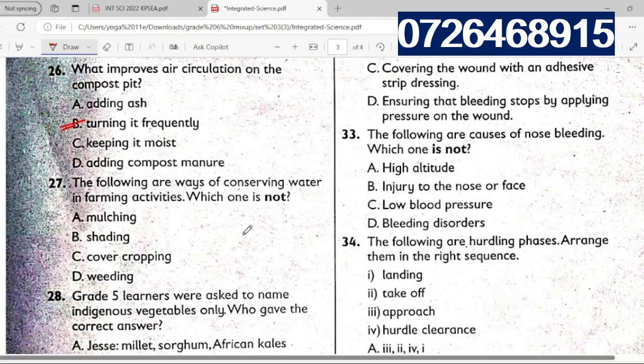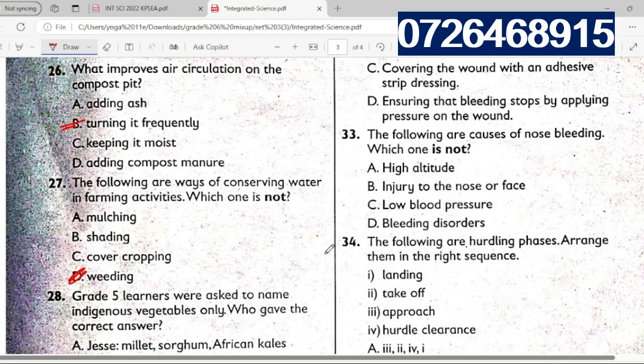The following are ways of conserving water in farming activities. Which one is not? Cover cropping, shading, mulching, weeding. Weeding is not a way of preserving water.